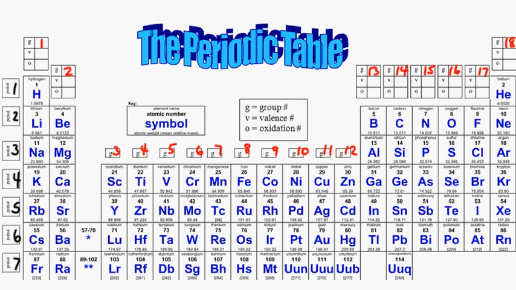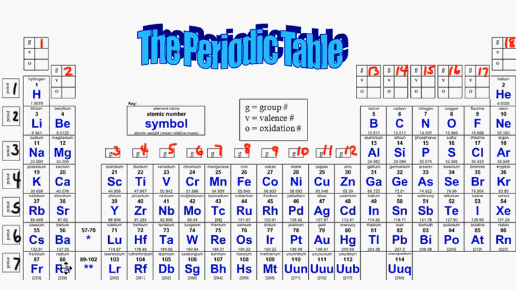Now we can label the periods. The periods are horizontal columns. So this would be period 1. There's only 2 elements in it, hydrogen and helium. Period 2, going left to right, lithium, beryllium, boron, carbon, nitrogen, oxygen, fluorine, and neon. And then going on down, period 3, period 4, 5, 6, and 7. That's how we're going to label our periodic table for the periods.